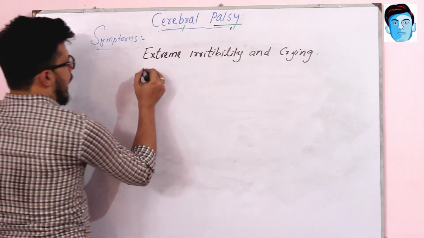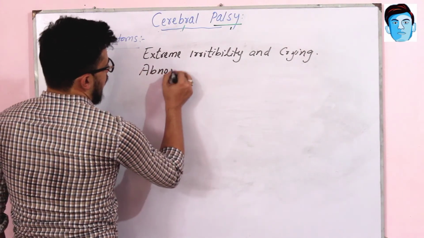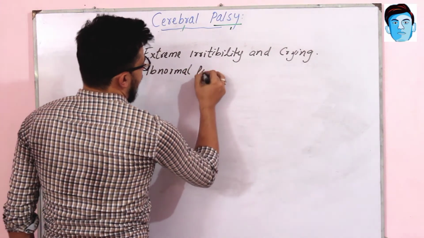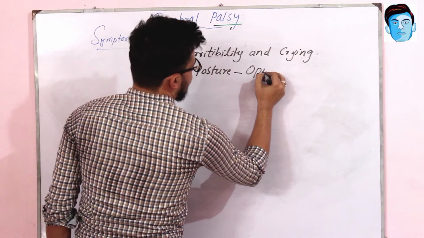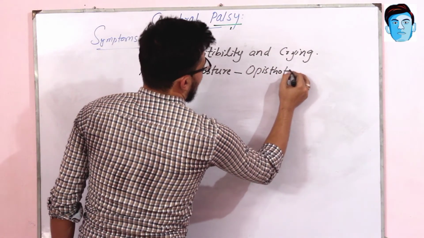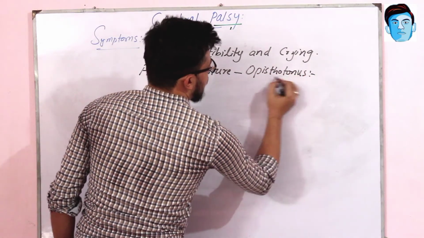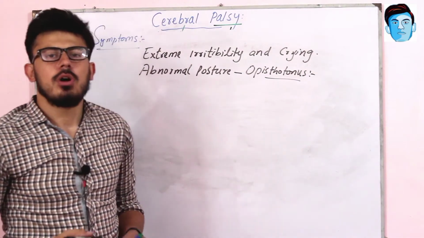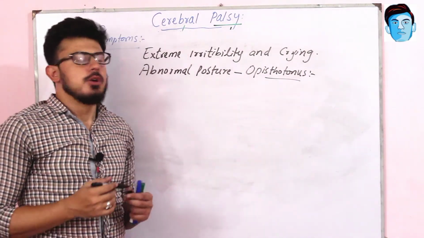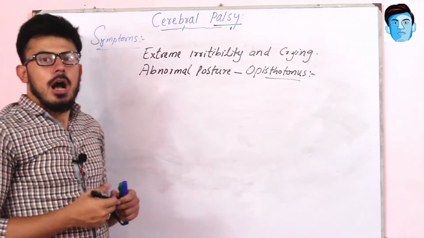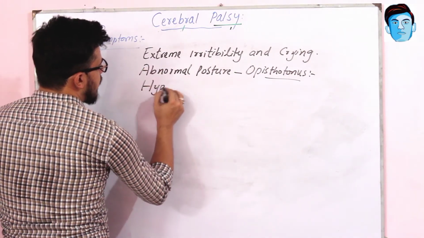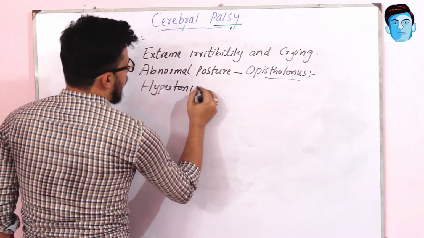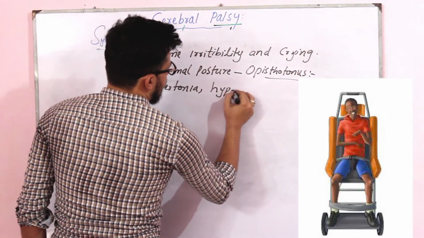Also there is abnormal posture, like in a condition of asphyxia, in which the spasm of the muscle causes backward arcing of the head, neck and spine. So that is called asphyxia. Also in such a condition there is hypertonia, increased tone, and hyperreflexia.